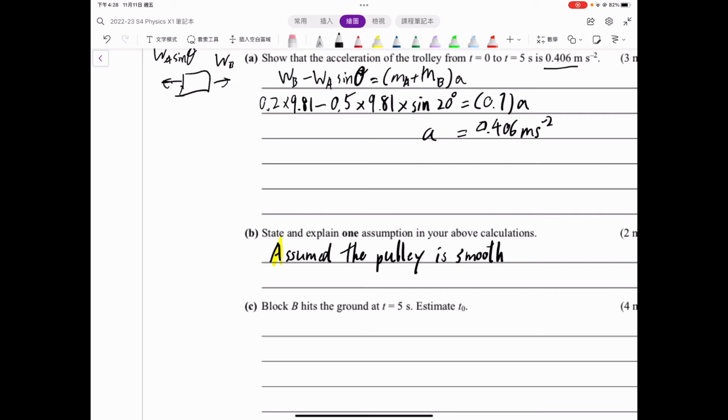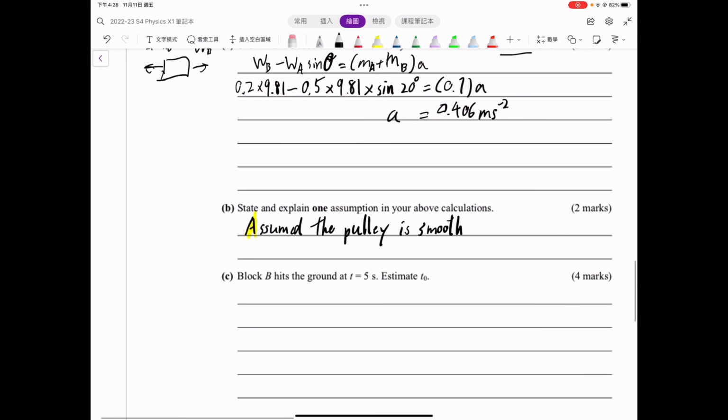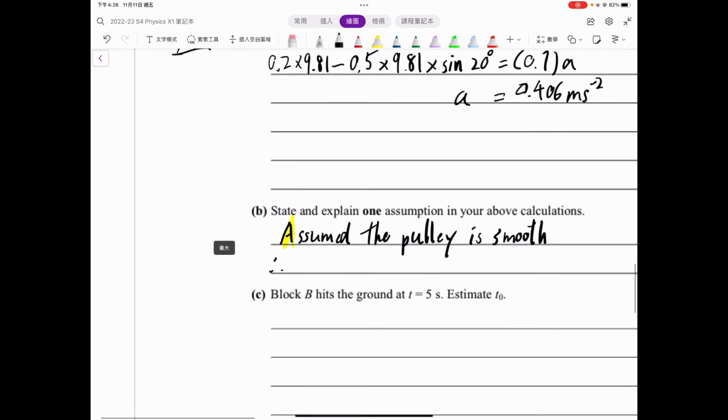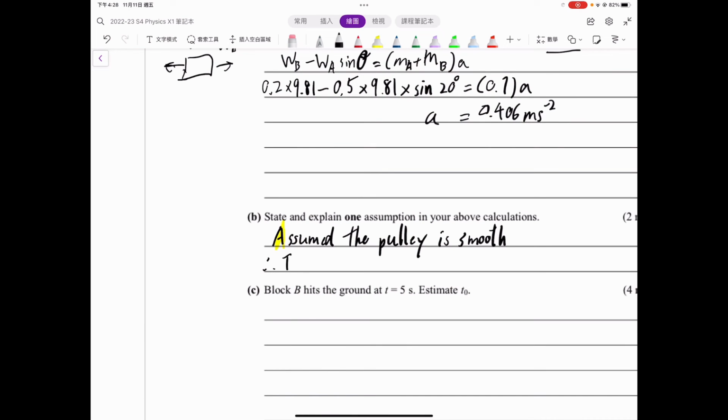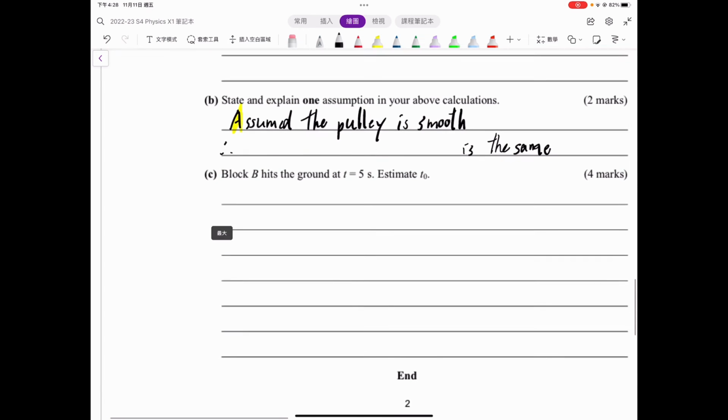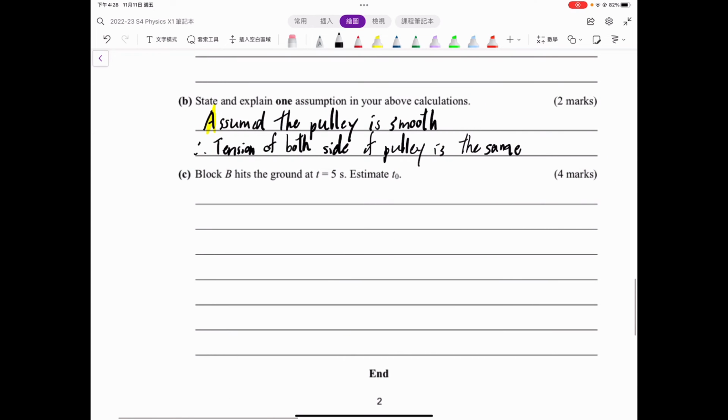Because the question does not state that the pulley is smooth. Therefore, if the pulley is smooth, it means that the tension is the same. Okay, the box B hits the ground at t equals 5 seconds, estimate t log.